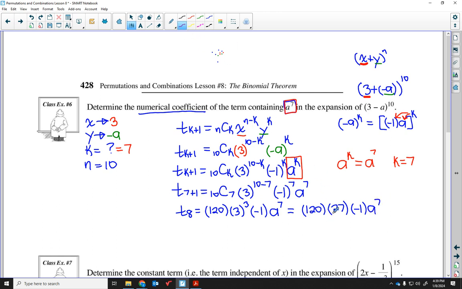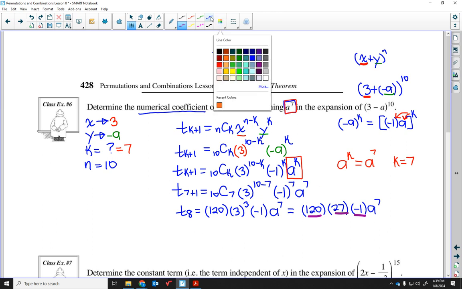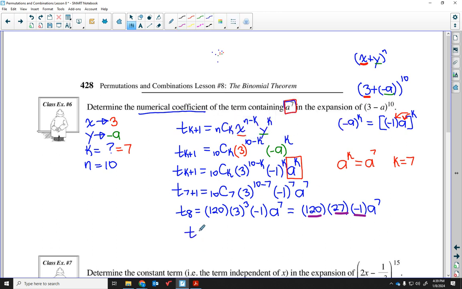And if we simplify just by multiplying all the coefficients together, I would then get term 8 is equal to negative 3240 a to the power of 7. And what the question says right here is, what's the numerical coefficient on the term that contains a to the power of 7? Well, the numerical coefficient is just this. So we'll just say the numerical coefficient would be equal to negative 3240.